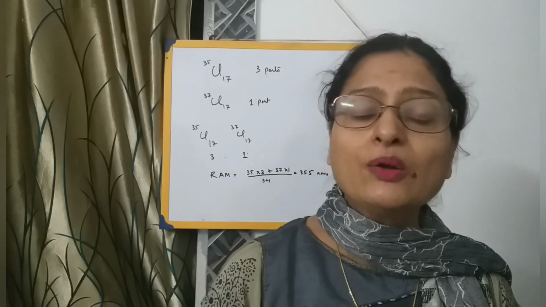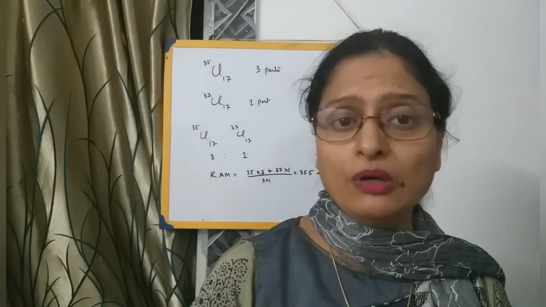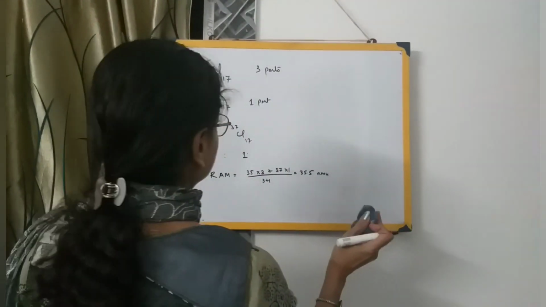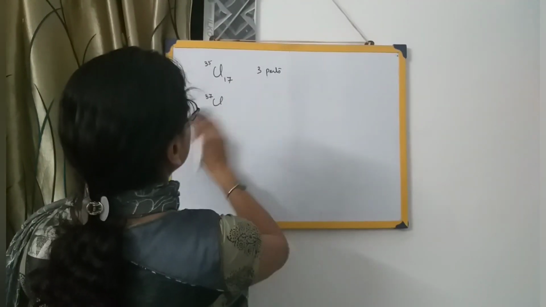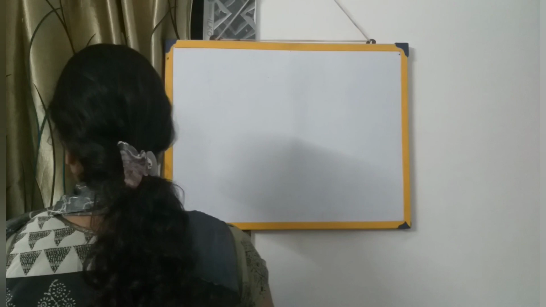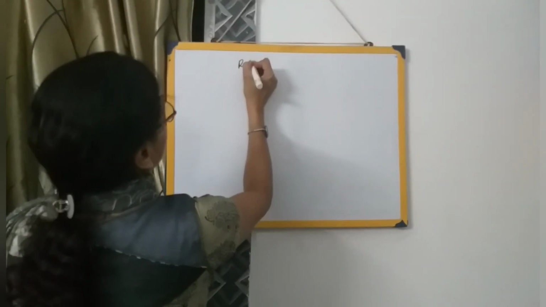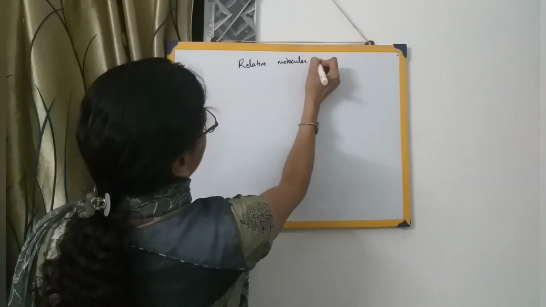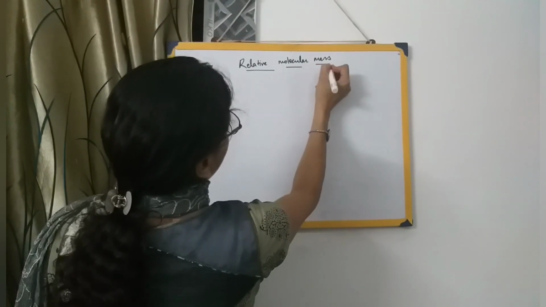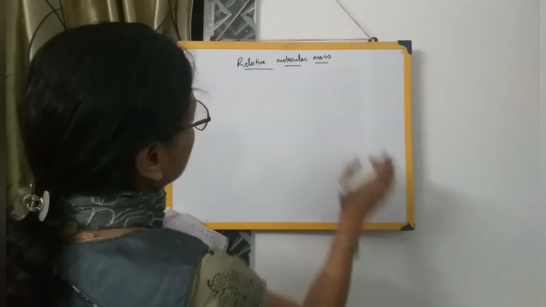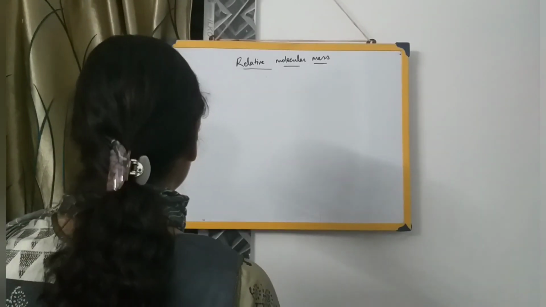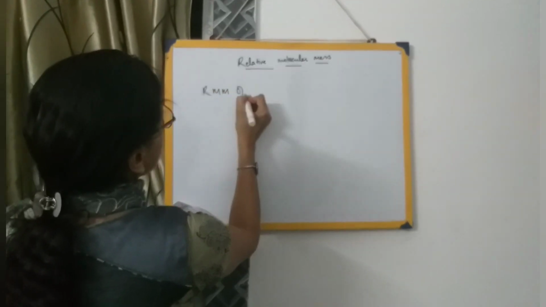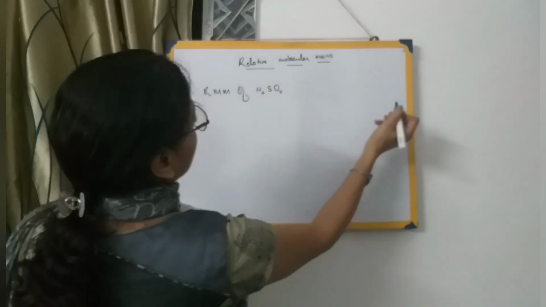But when you are calculating the relative molecular mass, let me just calculate the relative molecular mass and then explain. So look here, when you consider the atoms, we call this relative atomic mass. When you consider the molecules, we call that relative molecular mass. So we take a particular molecule. Let's consider the relative molecular mass of sulfuric acid.